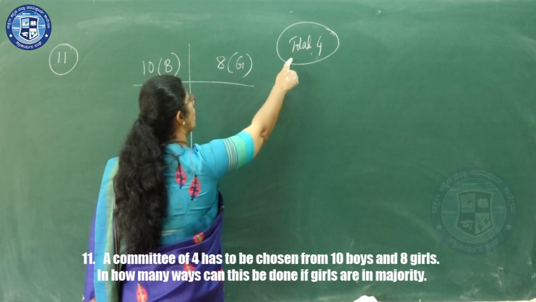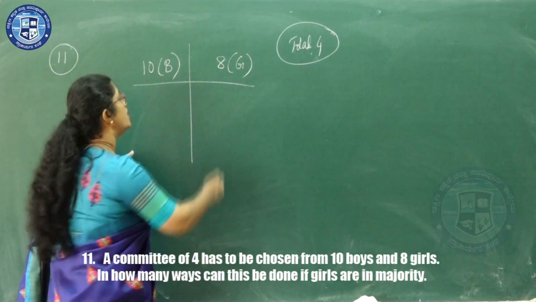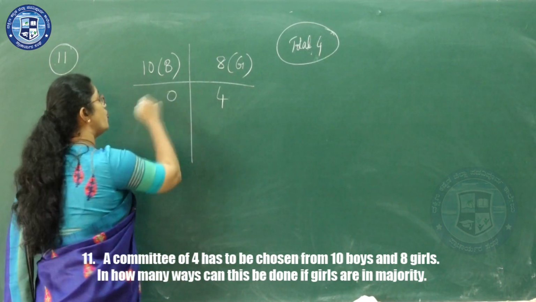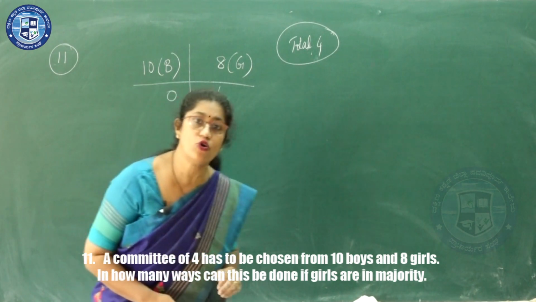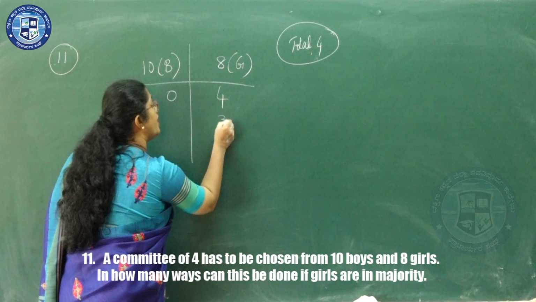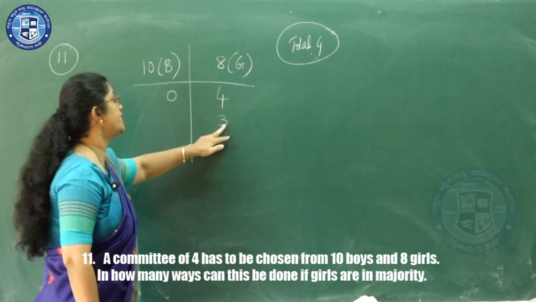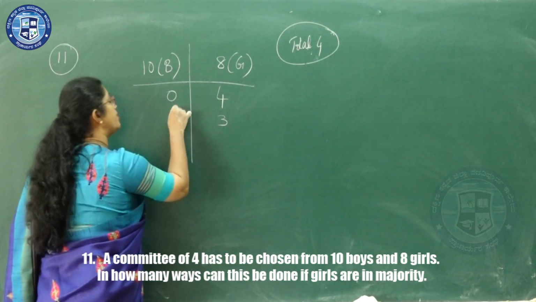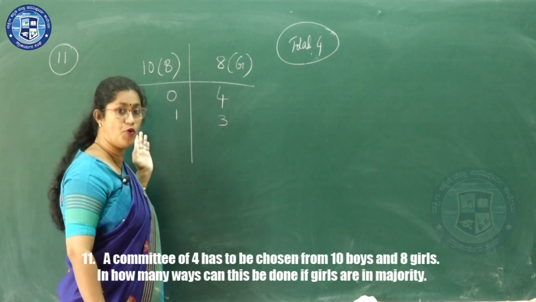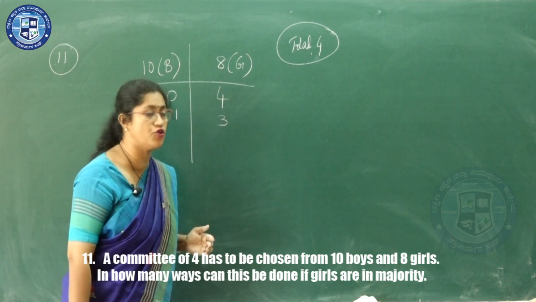I have to choose 4. Let me start with the maximum value. Maximum is 4 itself. If all the 4 are girls, then the number of boys will be 0. Is this the only possibility? No. There is another case. What if I have 3 girls? My total should be 4. If there are 3 girls, then I should have 1 boy. Next, if I take 2 girls, then it will be 2 boys to make it a total of 4. And 2 and 2 means they are equal, they are not in majority.